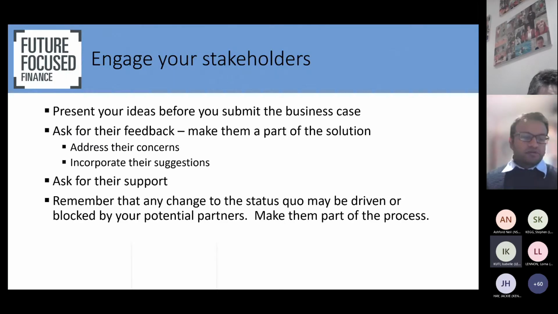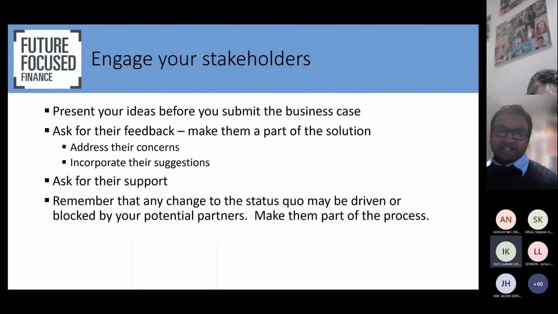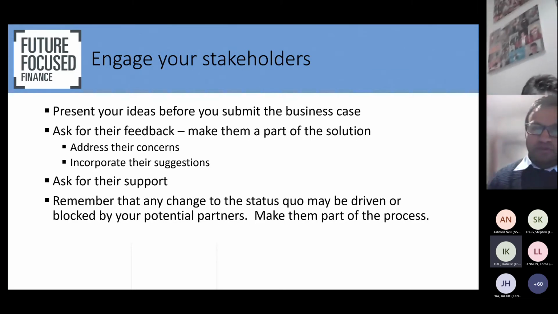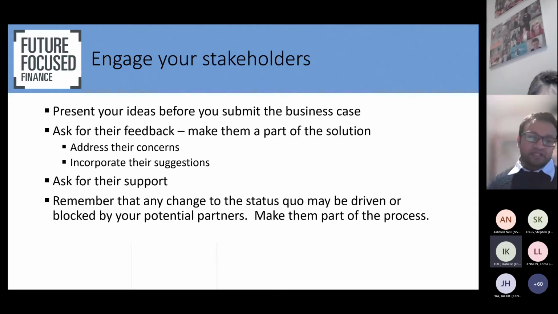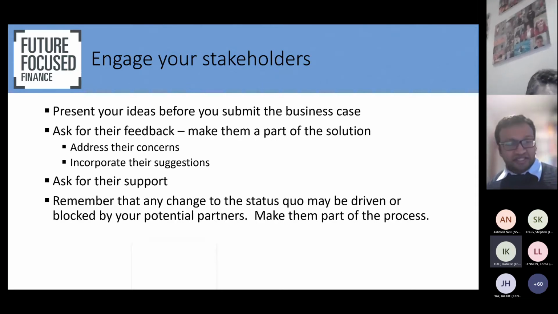Right. So it's always useful to present your ideas before you submit the business case. Engage other people, particularly anybody that's involved in the decision process. If you know somebody who's going to be involved in the process, get them to look at it, address their concerns, incorporate their suggestions. Get as many people involved as possible, because if they're part of it, they're less likely to put barriers up.